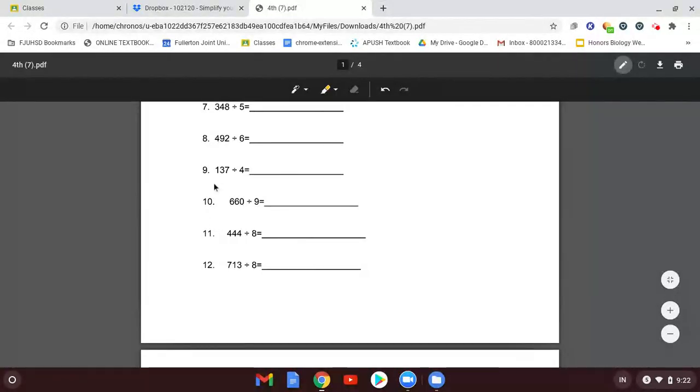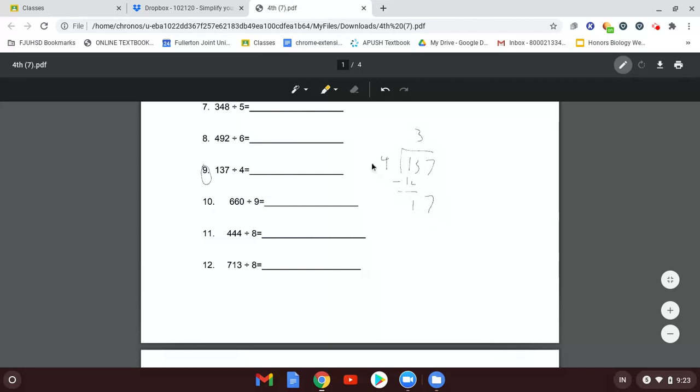Let's try number 9. Okay? So 137 divided by 4. Okay. So 1 cannot be divided by 4, so we go to the next. We add the next digit, which is 3. So 13 divided by 4. The closest number is 12, so you do 3 times 4, which is 12. Subtract, bring down the 1. 13 minus 12 is 1, so bring down the 7.